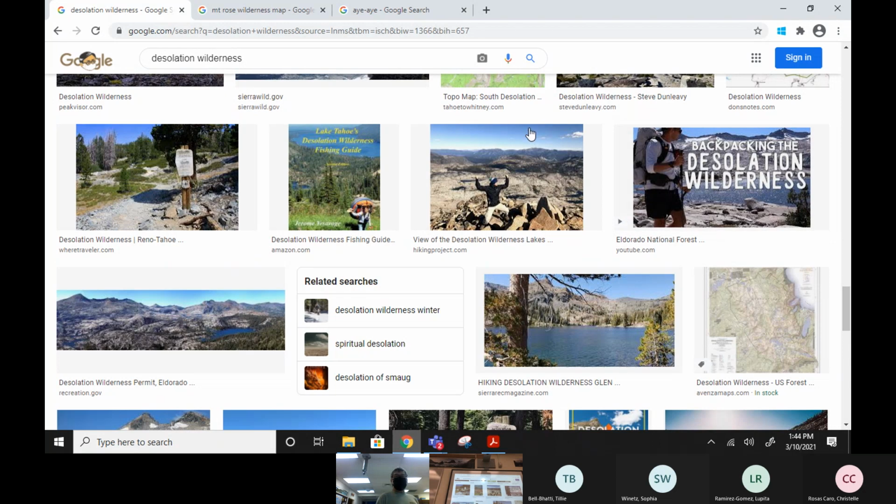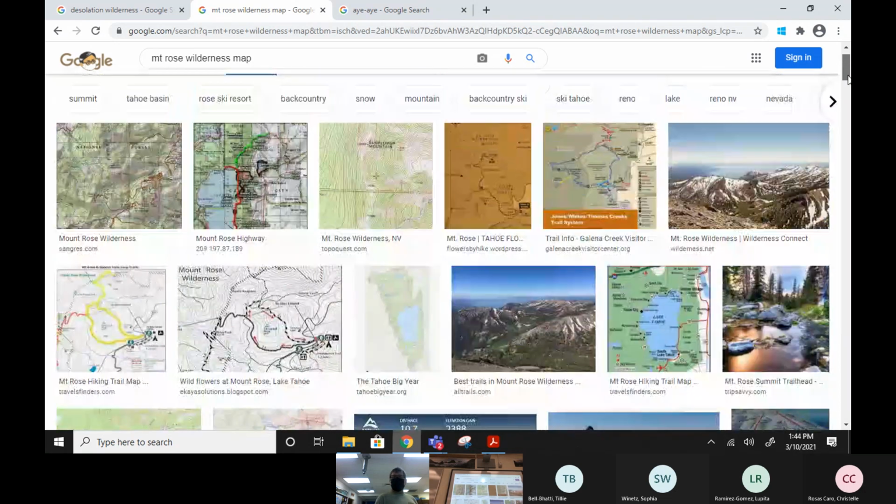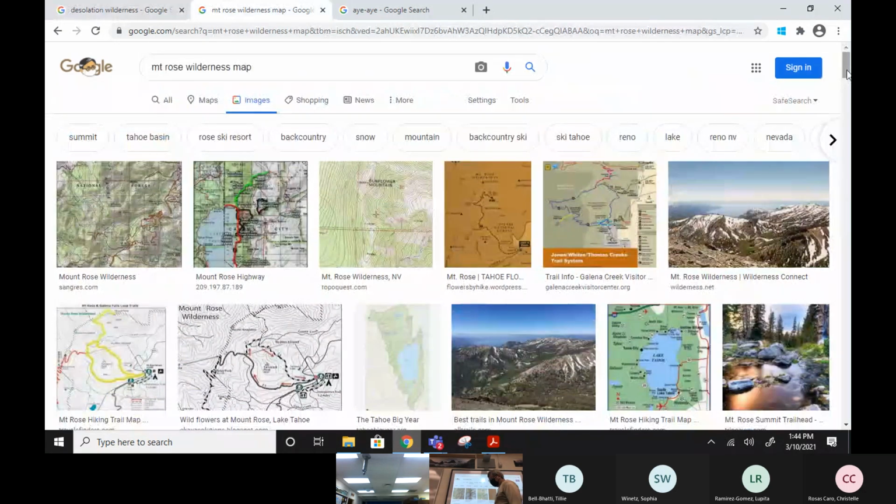The one closest to us is Mount Rose, and I have not been able to find a decent map of that, but you know where the Mount Rose Highway crosses over the summit, it's basically there that you would park to enter the wilderness from this side. You can also enter it from the Reno side and work your way up. So we have this other wilderness area very close to us here. Same story, no motorized vehicles.